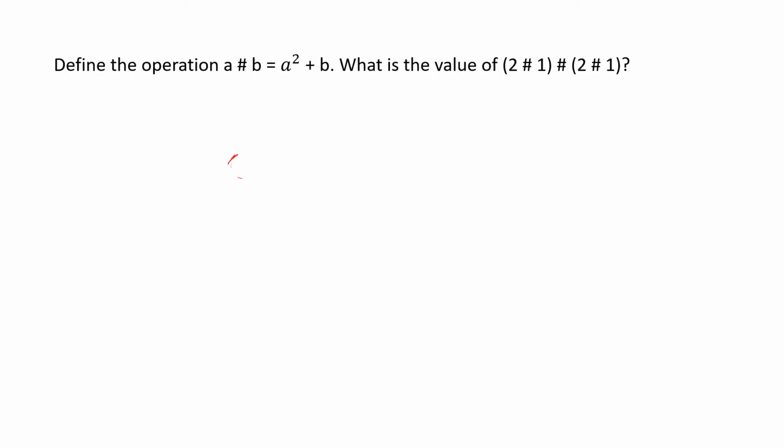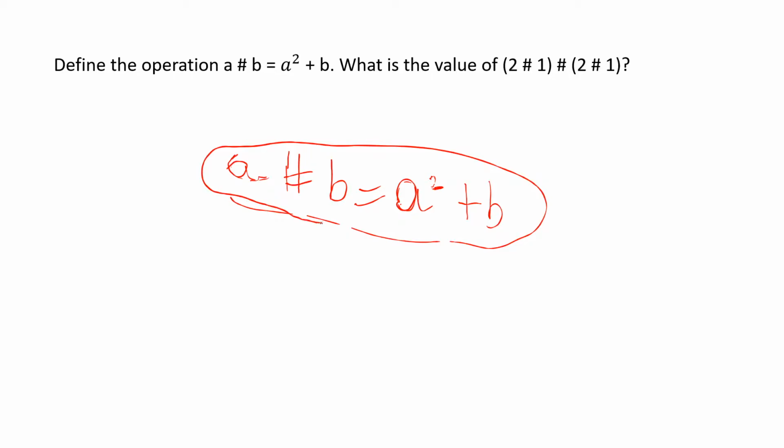hashtag. It's weird because you might not usually see a hashtag. A hashtag B equals A squared plus B. And we have this expression right here. And now the problem wants us to find, what's the value of 2 hashtag 1, right? And that's in parentheses.